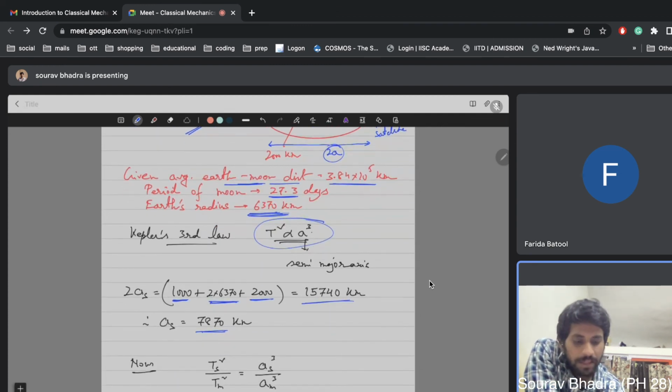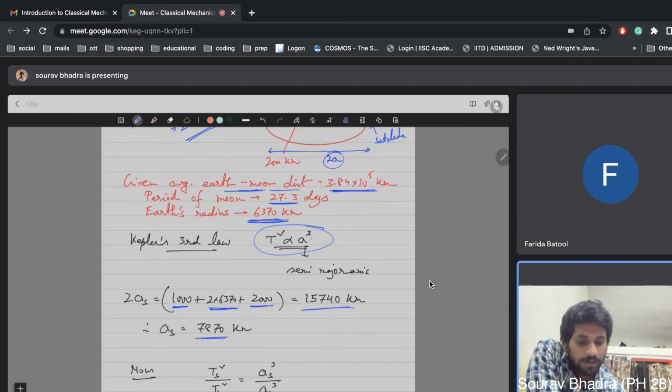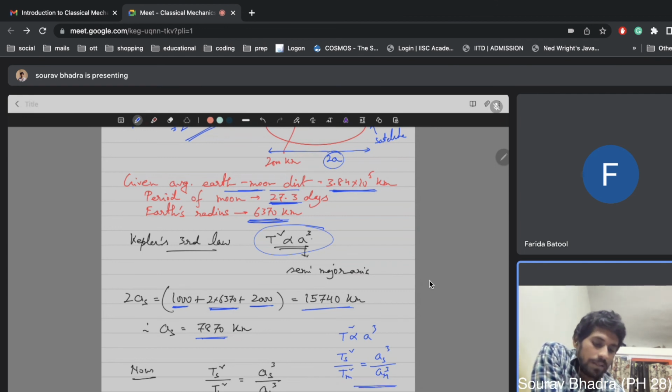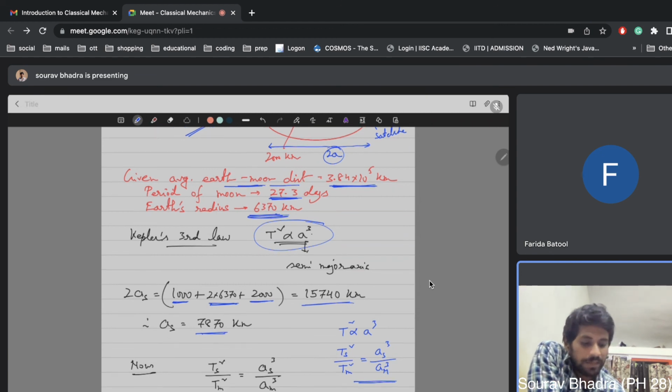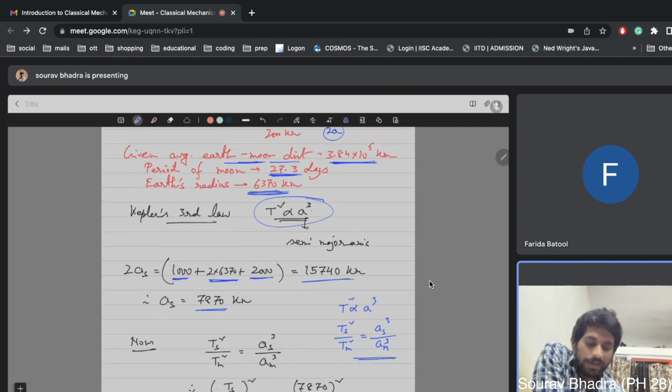You are given the semi major axis for the earth moon distance. The given average earth moon distance we will treat as the semi major axis. And the period of the moon is given. Since T squared varies as a cubed, Ts squared by Tm squared is as cubed by am cubed. That is the reason why the average earth moon distance and the period of the moon are given, so that you can compare between those two and get your result.